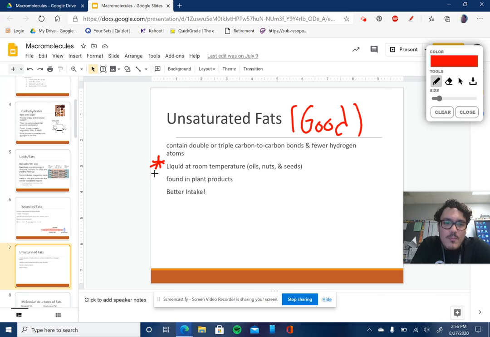It's typically found in plant products. And this stuff is good for you. Better intake. You want to consume this stuff. So one of the best sources of unsaturated fats is fish. More specifically, there's an oil found in fish, and a lot of different fish, not every fish, but a lot of different fish, called omega-3 fatty acid or fish oil.